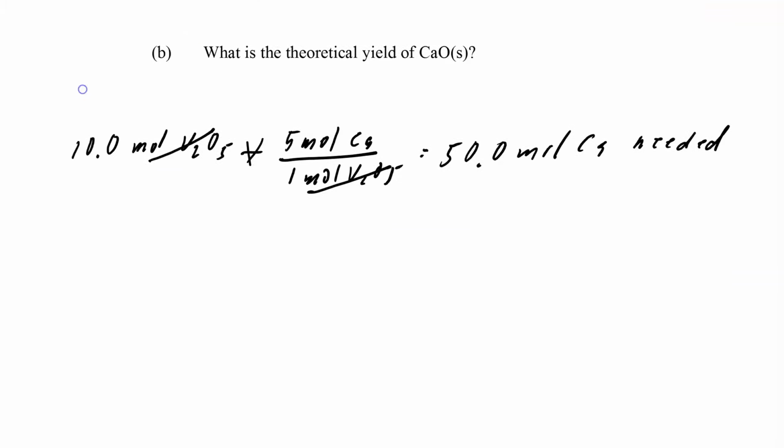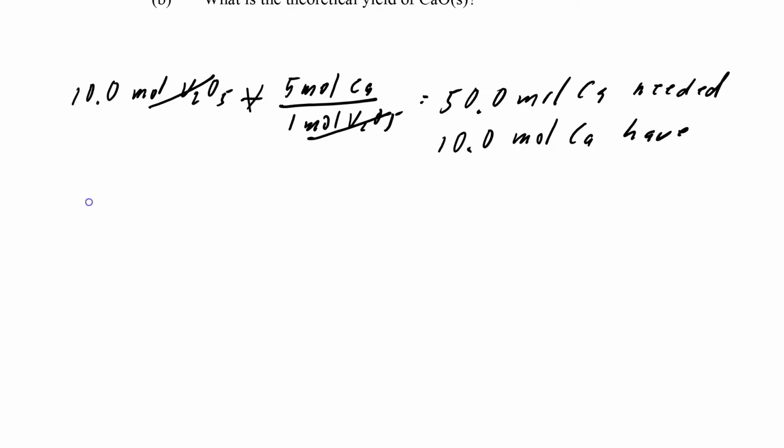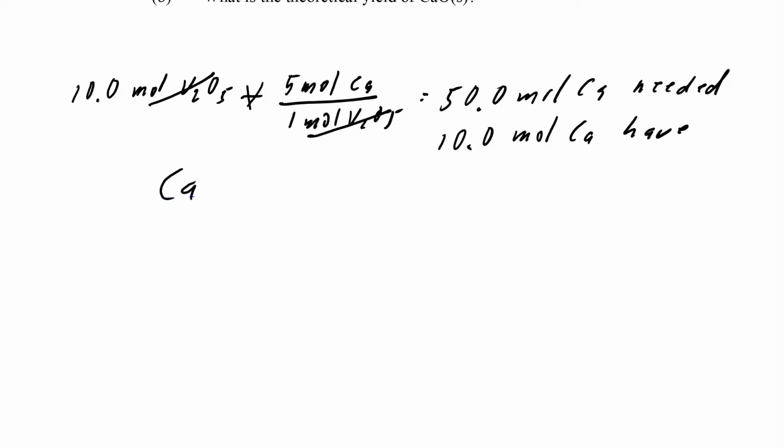We're told that we only have 10.0 moles of calcium. That's all we have. So we clearly don't have enough. So our V2O5 cannot be the limiting reactant. Therefore, by default, calcium is our limiting reactant.